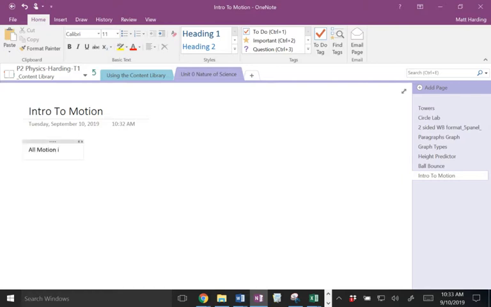All motion is relative. There is no such thing as absolute rest. This is the first postulate of Einstein's relativity theory, okay? There's no place in the universe that you can say is absolutely not moving, because in relation to other places, it is moving. And so when we're discussing motion, it's important for us to give a reference frame.